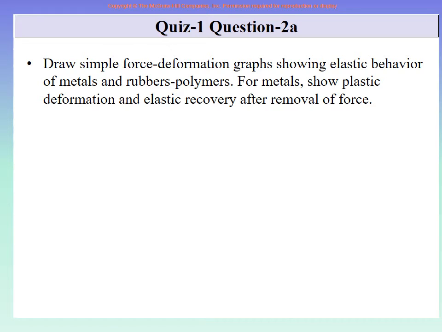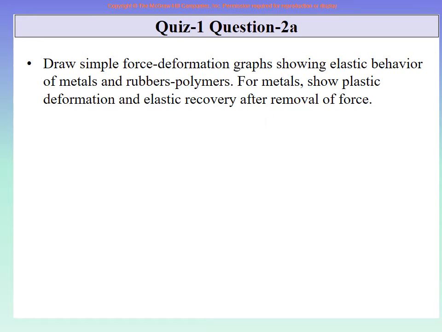For metals, show plastic deformation and elastic recovery after removal of force. So this is just a very simple hand sketch type of thing, where you are drawing a graph. The vertical axis is force and the horizontal axis is deformation. On that, show one graph for metals and one graph for rubbers and polymers. Elastic behavior only. We are not talking of the whole stress strain graph. Then on either the same graph or another graph, for metals only, show elastic recovery after removal of force.